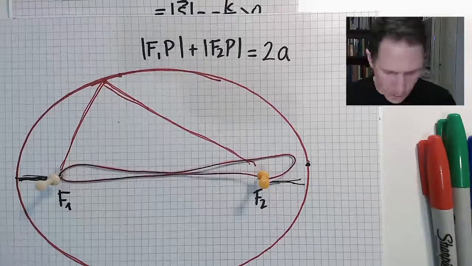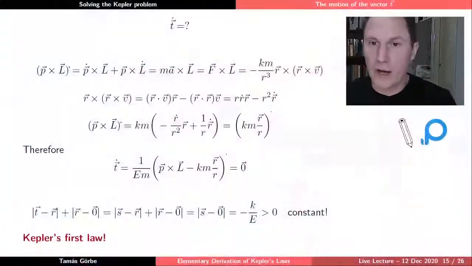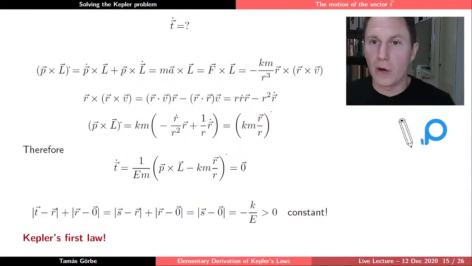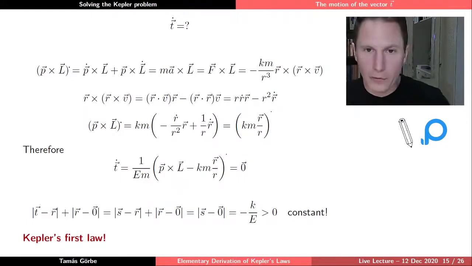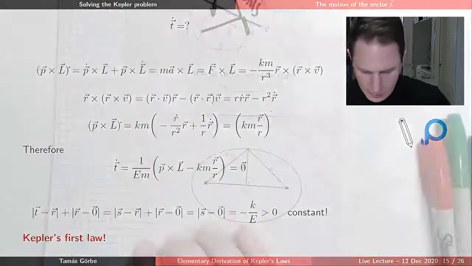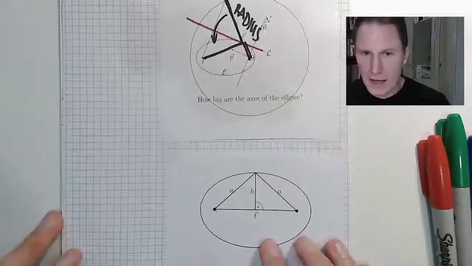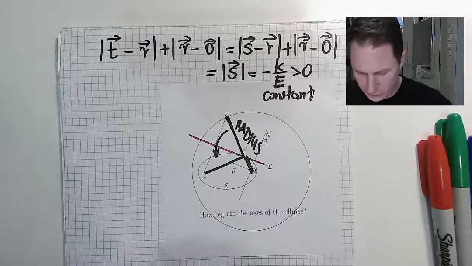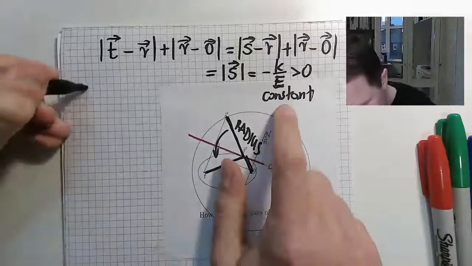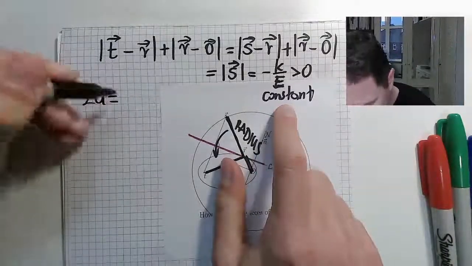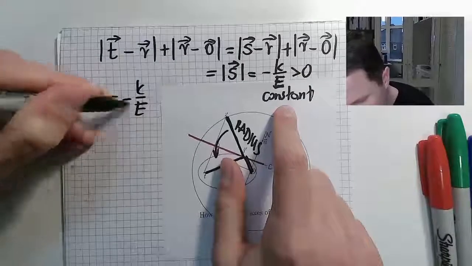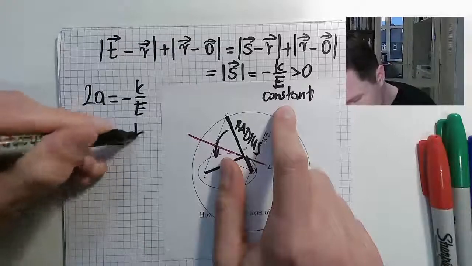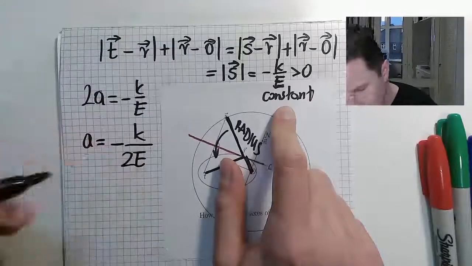Okay, so right now we actually have found the semi-major axis of our planet, because if we look back in this notepad, we have seen that this constant for the ellipse that we have just seen to be 2a is equal to minus k over e. So in fact, the semi-major axis of our ellipse is minus k over 2e.